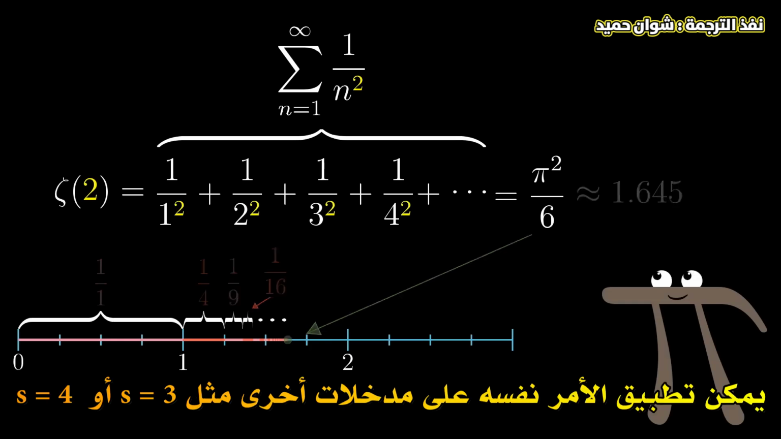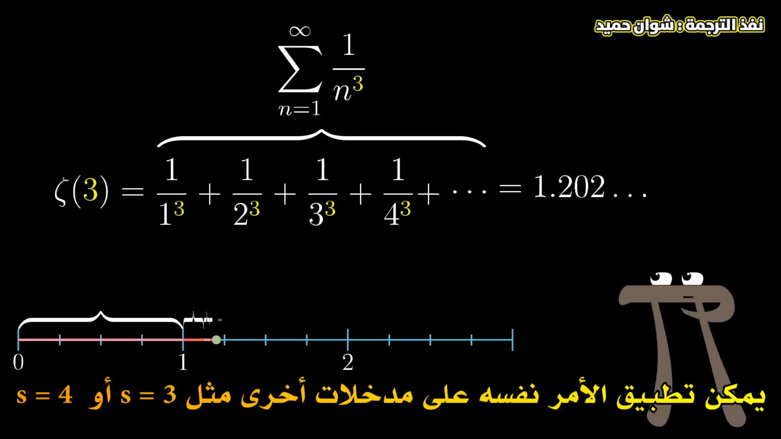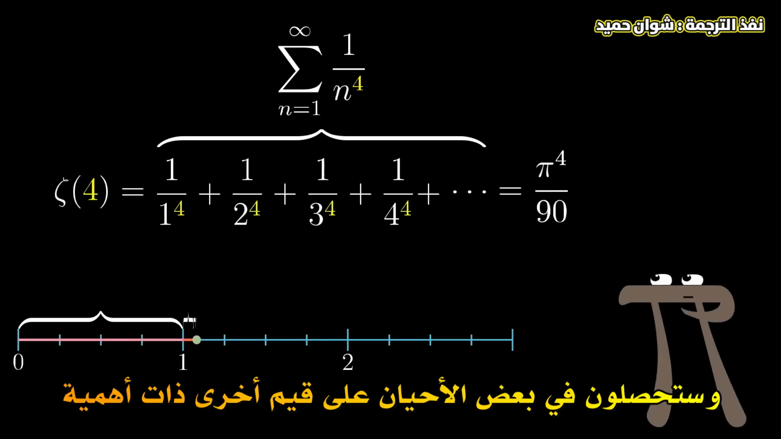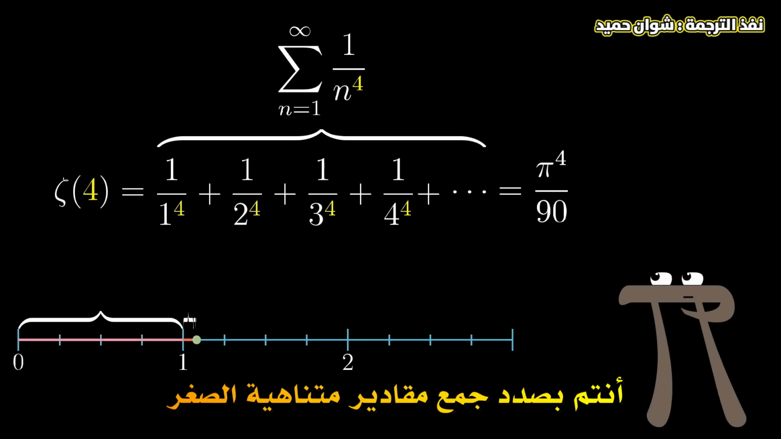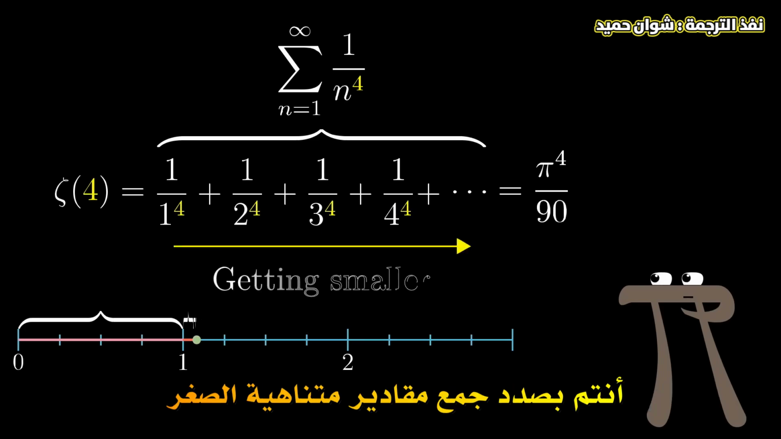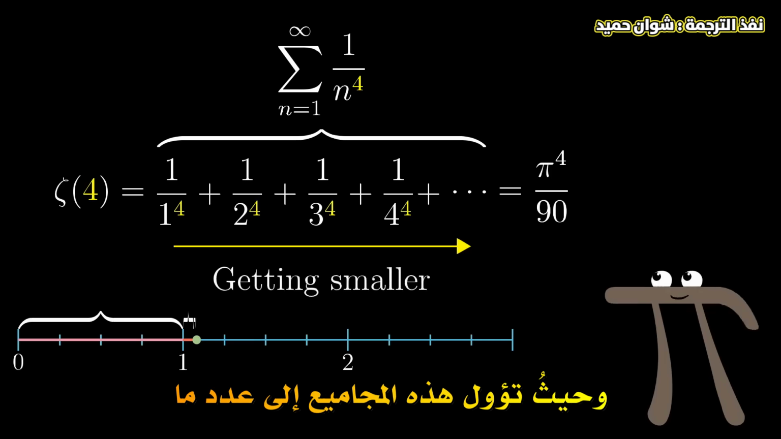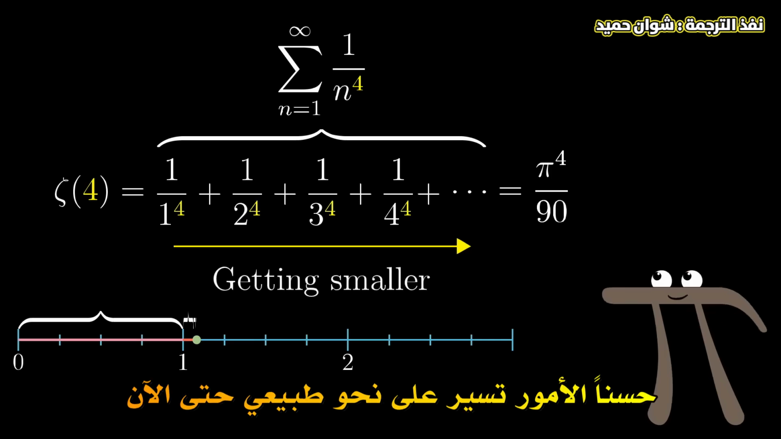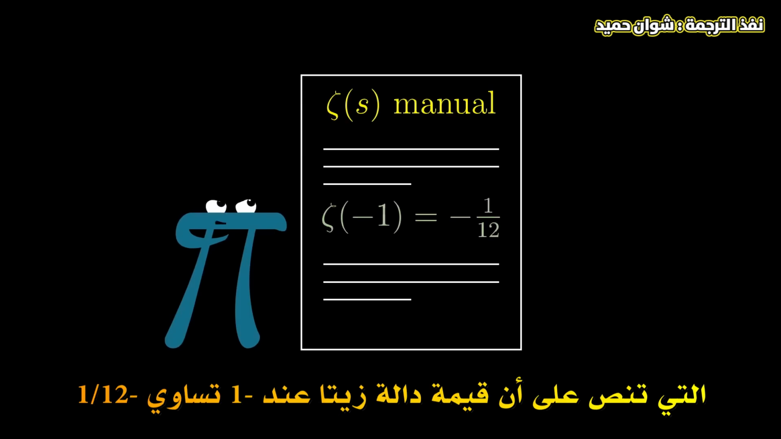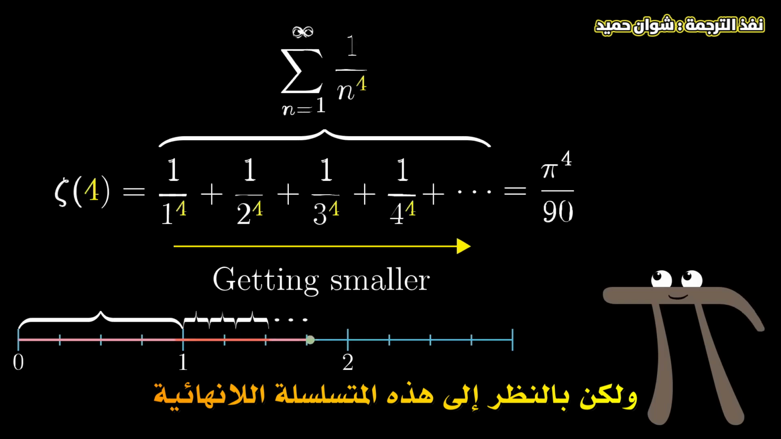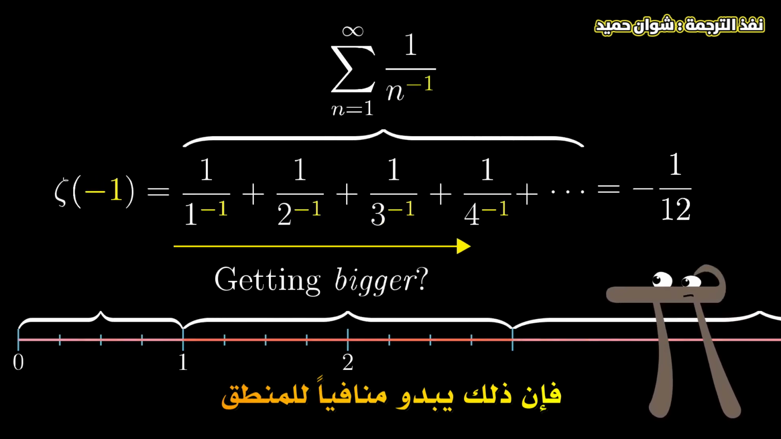You could do the same thing for other inputs s, like 3 or 4, and sometimes you get other interesting values. And so far, everything feels pretty reasonable. You're adding up smaller and smaller amounts, and these sums approach some number. Great, no craziness here. Yet, if you were to read about it, you might see some people say that zeta of -1 equals negative 1/12. But looking at this infinite sum, that doesn't make any sense.